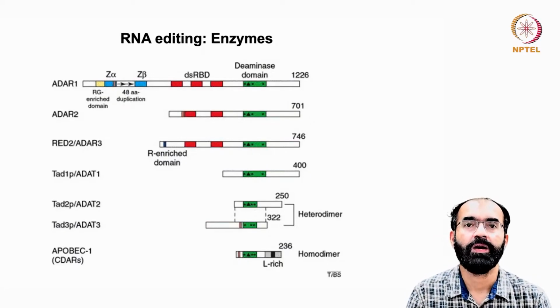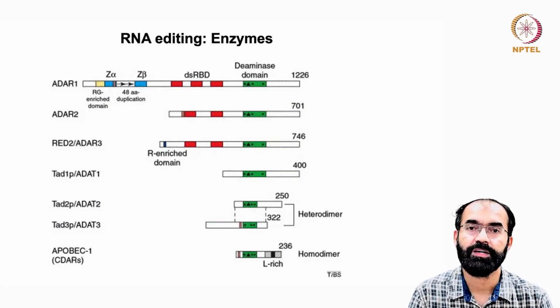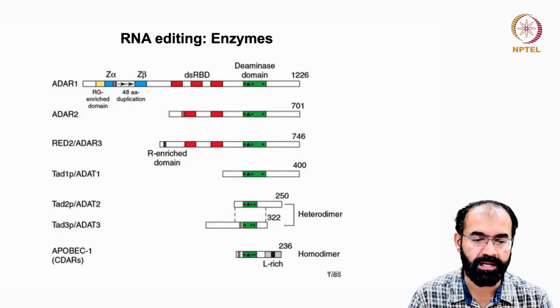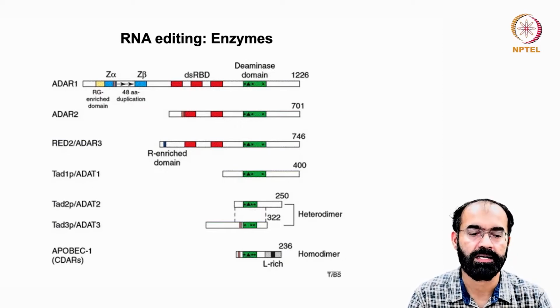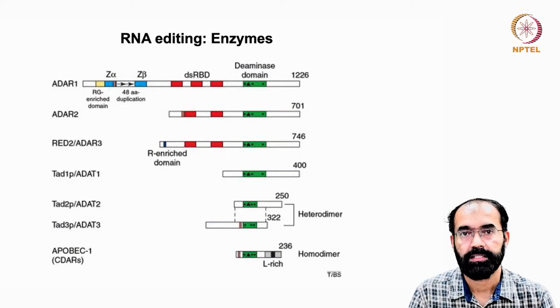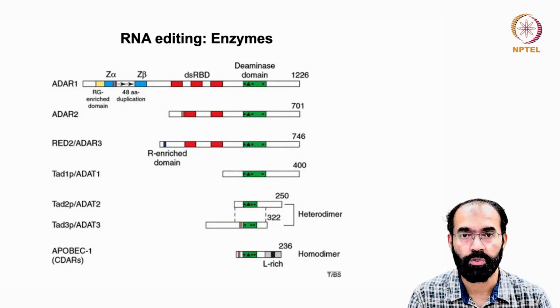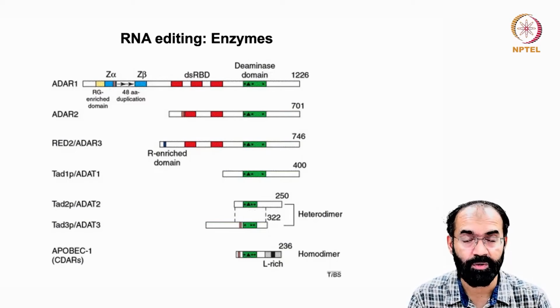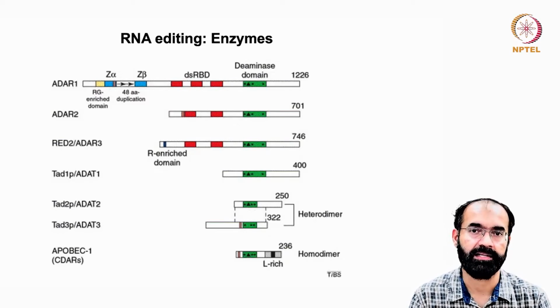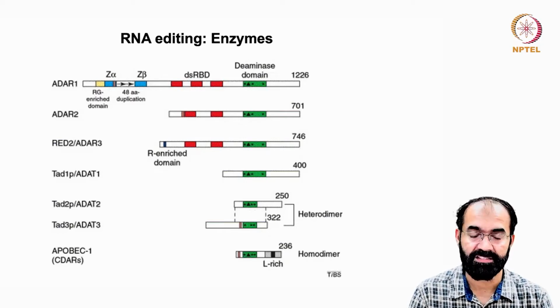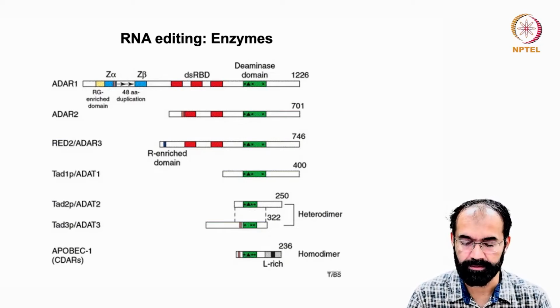Hello everyone, welcome back to another session of RNA biology. We were studying the RNA editing enzymes. Different types are there and their names are listed here. Some of them have the RNA binding domain and some of them do not, but they take the help of other proteins to find an RNA target. That is called cooperativity of proteins. But all of them must have the deaminase domain.